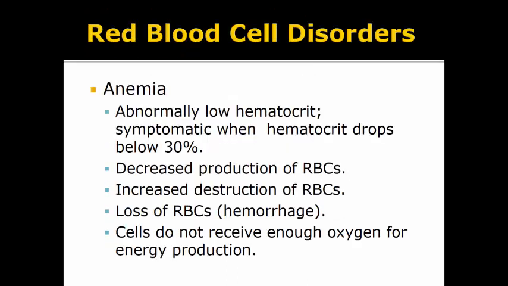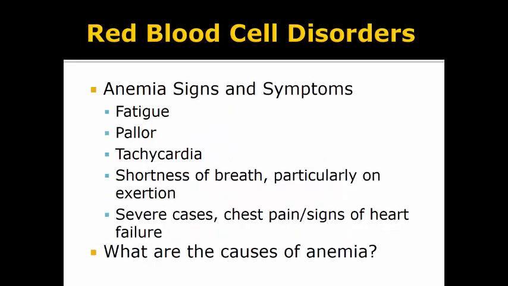Now, some red blood cell disorders. So the first and foremost, anemia. Anemia just means you have an abnormally low hematocrit, and you become symptomatic when the hematocrit drops below 30%. This could be due to a decreased production of red blood cells. It could be increased destruction of red blood cells. It could be loss of red blood cells due to hemorrhage, or it could be any number of things. Regardless of why we have an anemia, though, the cells are not getting enough oxygen for energy production, which means we are not maintaining homeostasis. Now, your signs and symptoms: fatigue, pallor, tachypnea, tachycardia, shortness of breath. They may have chest pain or something else like that, okay?